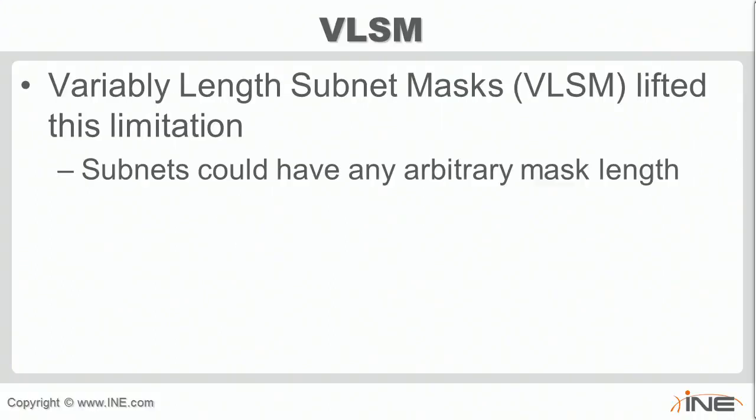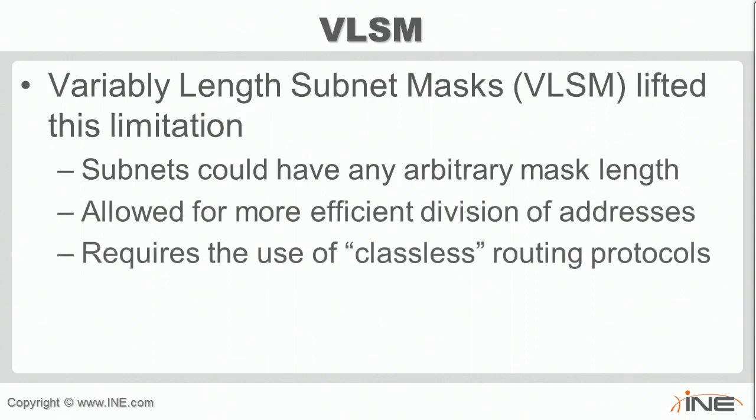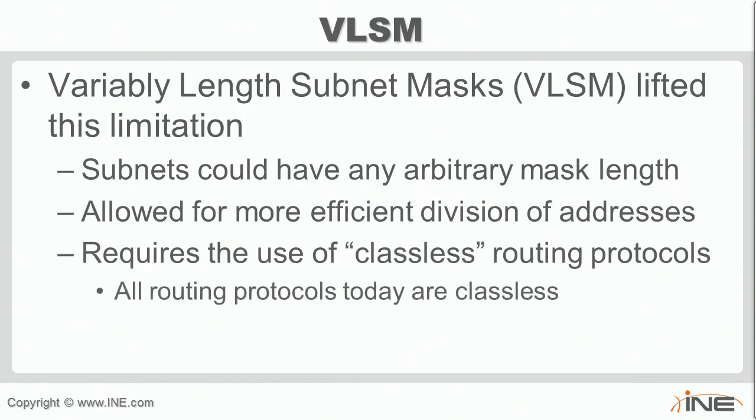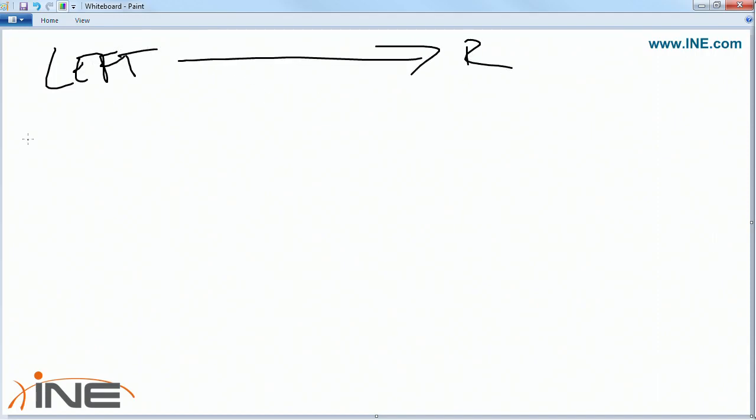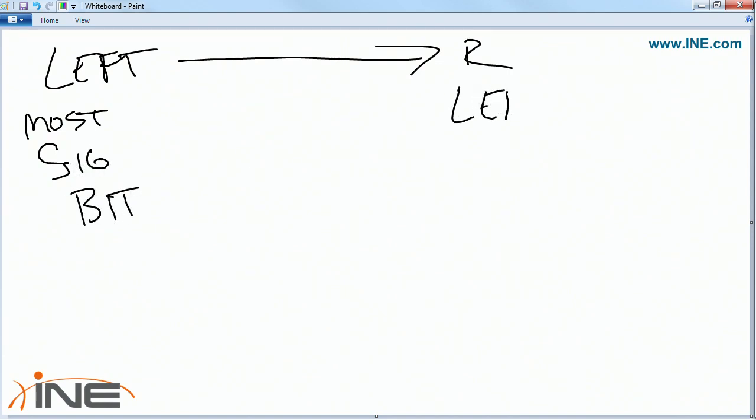So again, with variable length subnet masking, or VLSM, it just means that you could take your network and split it into multiples of these. It's any arbitrary numbers that you want to use, as long as when you're counting from left to right, from your most significant bit to your least significant bit, it has to be sequential.